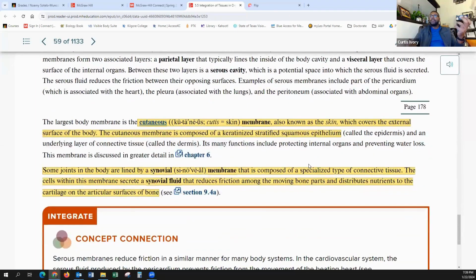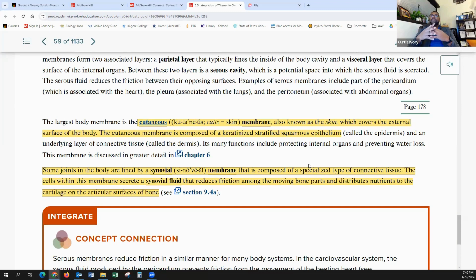The cutaneous membrane refers to the skin, which I said earlier is your largest organ and your first line of defense. That's how it's able to protect from the outside world. That's why if you get a cut, it's so pertinent that you get it cleaned and bandaged, so that it can start healing but also be protected from the outside world.